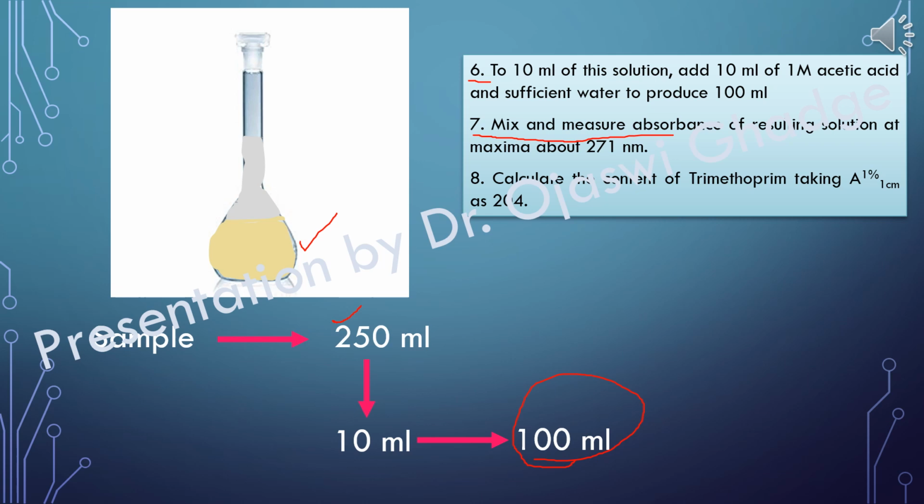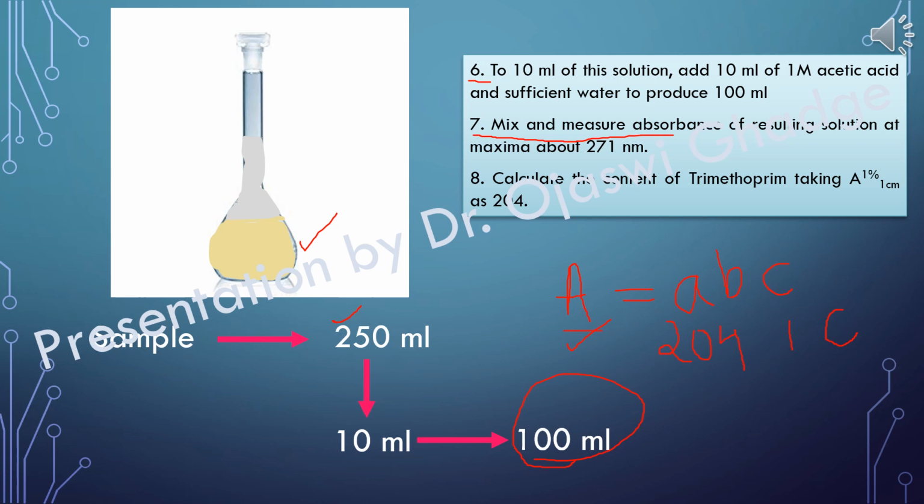nanometers. Whatever absorbance you get, we will directly substitute in Beer-Lambert's equation, that is A is equal to ABC. The absorbance we will get from the instrument, which will give us the absorbance of this 100 ml solution. The absorptivity value is provided to us, that is 204. B is always 1 centimeter because the cuvette in our instrument has a path length of 1 centimeter, and the concentration we have to find out.